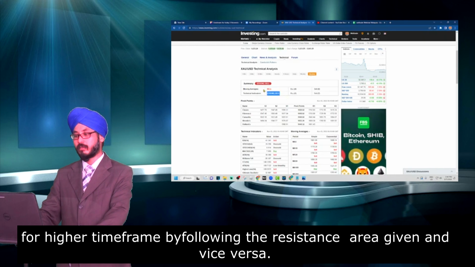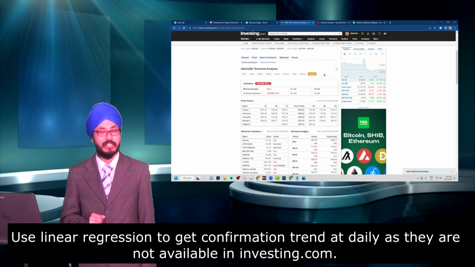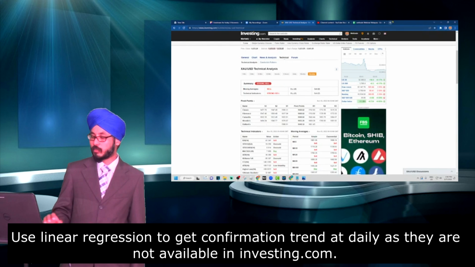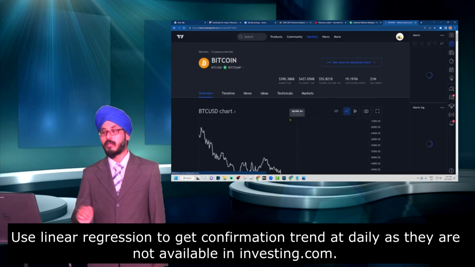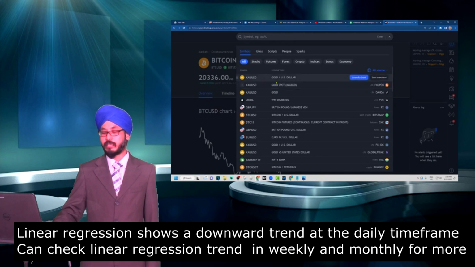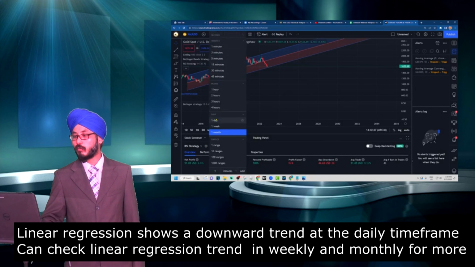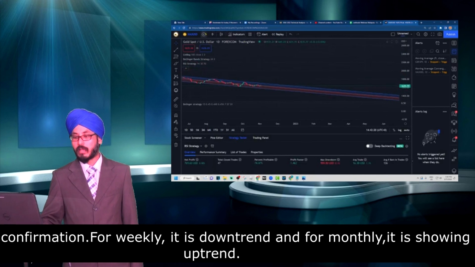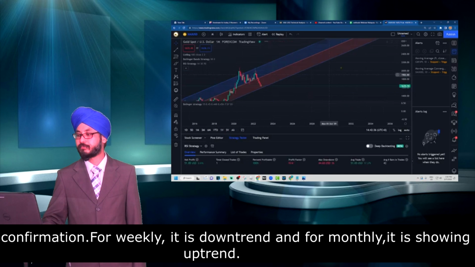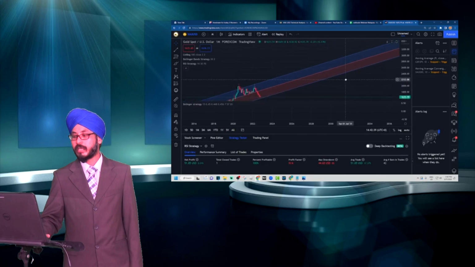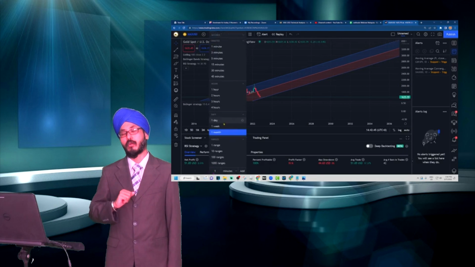What we can do is get more confirmation by using another indicator, which is known as linear regression, in order to see the trend. So I will take you to TradingView and we can check the daily, and as we can see, currently we have a downtrend for the daily. We can check our higher time frames as well, which are our weekly and our monthly. For our weekly, we have a downtrend as well. Whereas for our monthly, we have an uptrend. As we can see here, there are two time frames, the daily and the weekly, which support the downtrend more compared to the monthly.